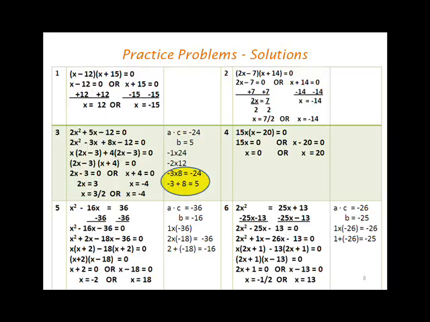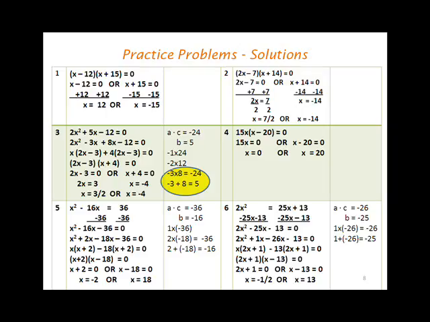Number 3, I had to do the factoring first. So I have to go back to my ABC method, and you'll see my work on the right there to figure out my two factors are negative 3 and 8. And then I did the breaking apart of the 5x. I did the pulling out the common factors, factored by grouping, and I got 3/2 or negative 4.